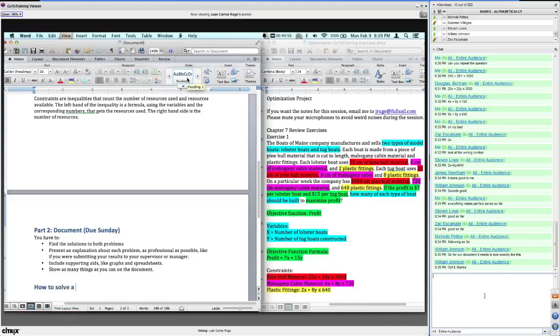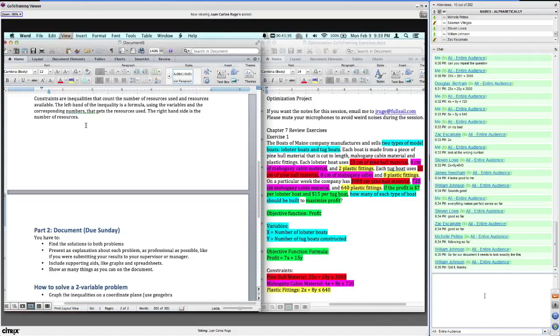So how to solve a two variable problem. That's the first thing we're going to do. I'm going to give you bullets. First of all, the first thing you have to do to solve a two variable problem: graph the inequalities on a coordinate plane.